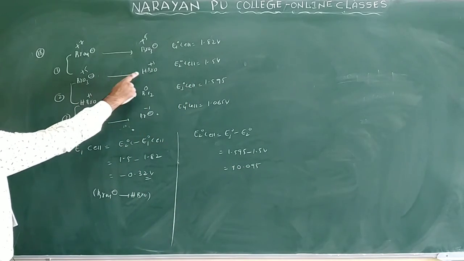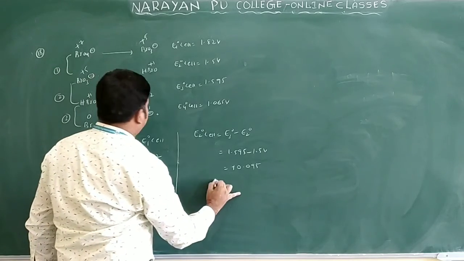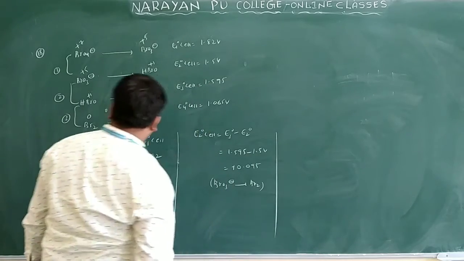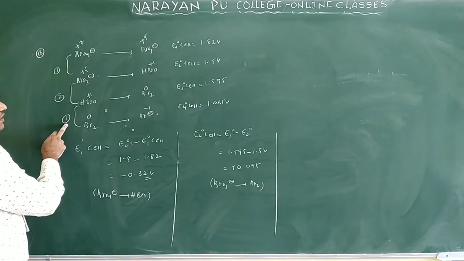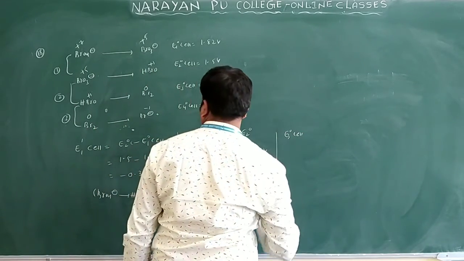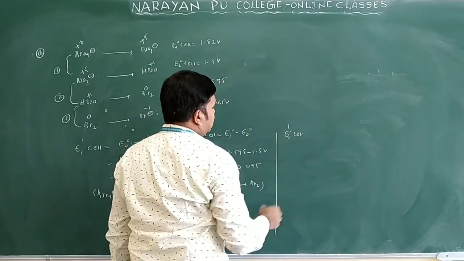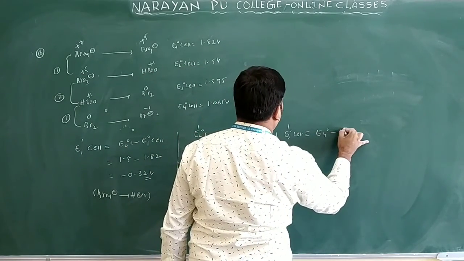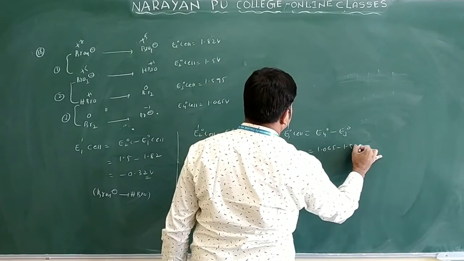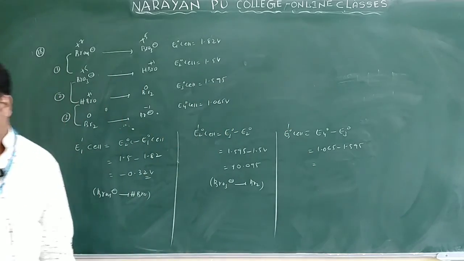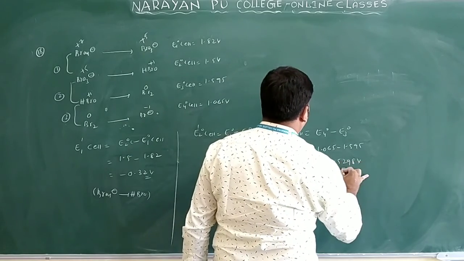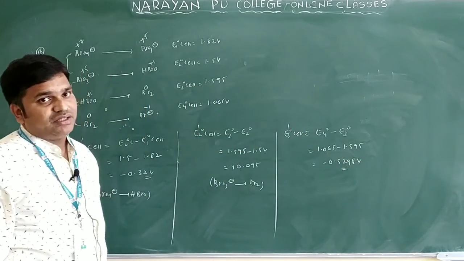Here, combining this, what is cancelled? HBrO cancels. In this case, you will get BrO3 minus converted into Br2. So the third case we will see. What is the third case here? This is E3 dash naught cell. E3 dash naught cell is equal to E4 naught minus E3 naught. This is 1.065 minus 1.595. So what is the value here? Minus 0.53 volts.